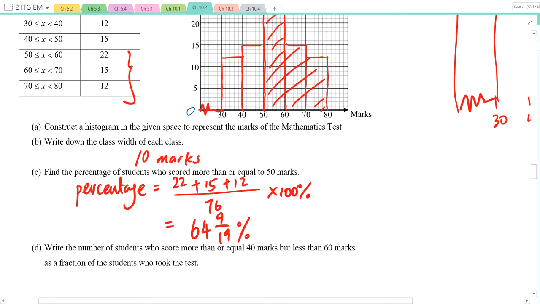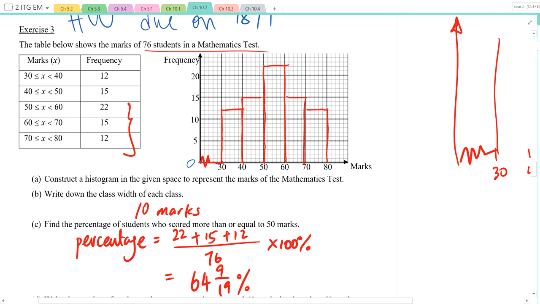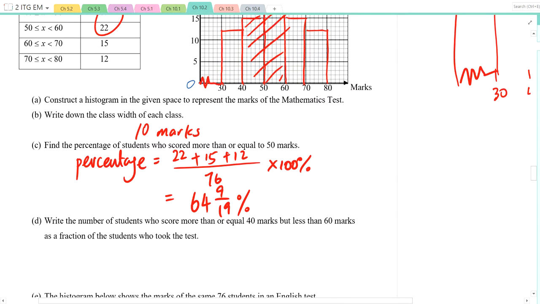Write down the number of students who scored more than or equal to 40. So you must understand the requirements are more than or equal to 40, but less than 60. More than or equal to 40 is over here, but less than 60, so we only include these two portions. And we can tell from our graph or from our table, it is corresponding to these two values. So total of 37. Fraction equals 37 over 76. Cannot be simplified. Do we need to shade the graph? No need.